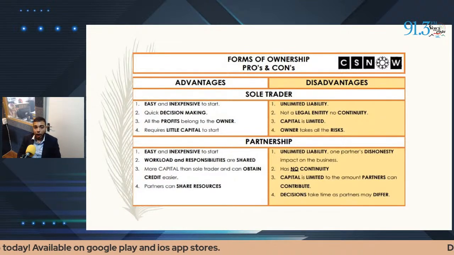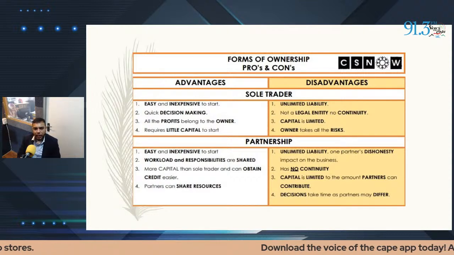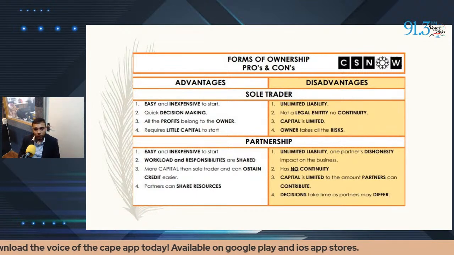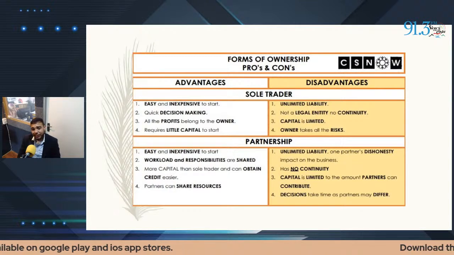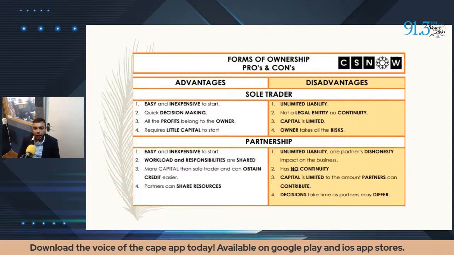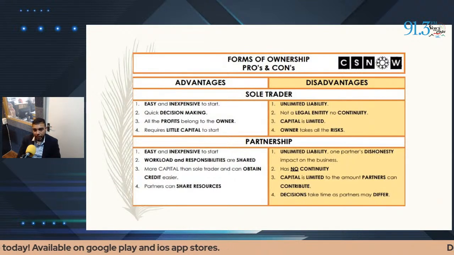Our advantages about this is that it is easy and inexpensive to start. It's quick decision making. All the profits belong to the owner and it requires little capital to start. Our disadvantages to this are unlimited liability, not a legal entity, and no continuity. Continuity means will the business continue once the owner dies? No, it won't because there's only one owner. Capital is limited and the owner takes all the risk. So once the owner puts in everything and he loses, he then takes all the risk.